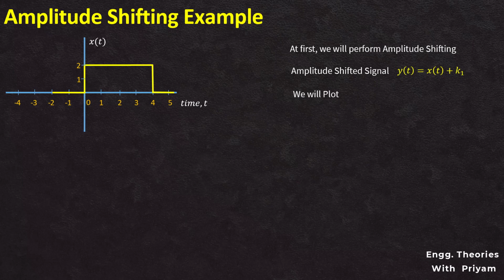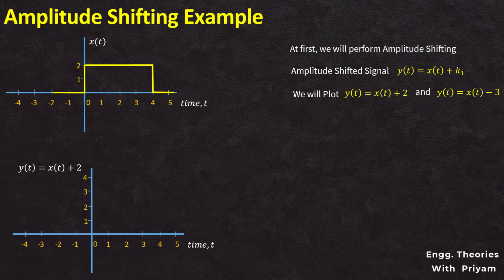We will plot the two signals y(t) = x(t) + 2 and y(t) = x(t) - 3. First one is the case of upward shifting as the value of k1 is positive, and the second one is the case of downward shifting as the value of k1 is negative. When y(t) = x(t) + 2 or k1 = 2, then the signal x(t) moves upwards by the value of 2. That's the upward shifting of the signal x(t).